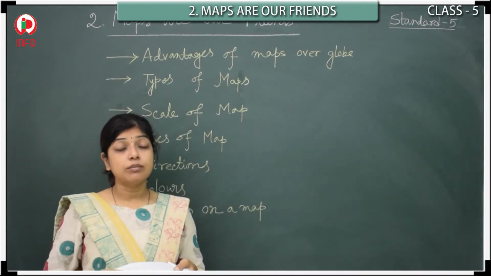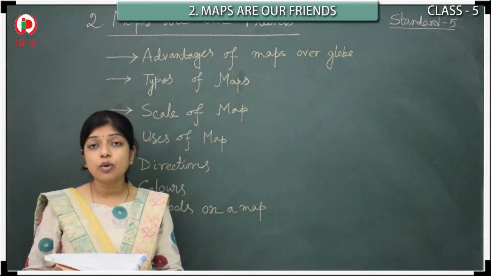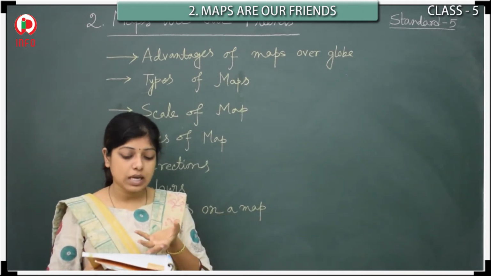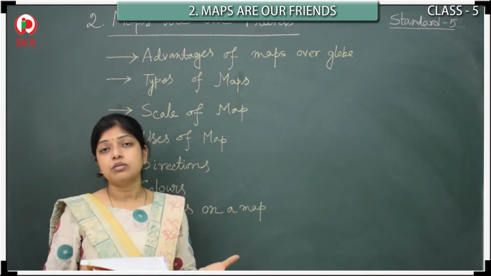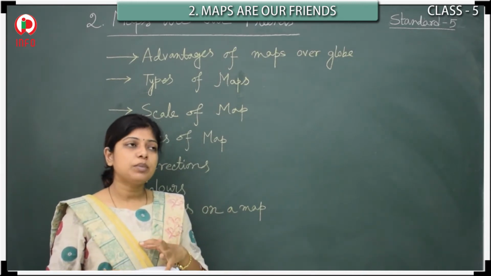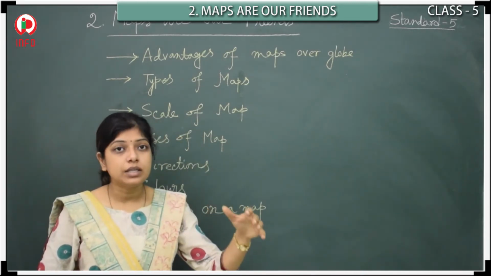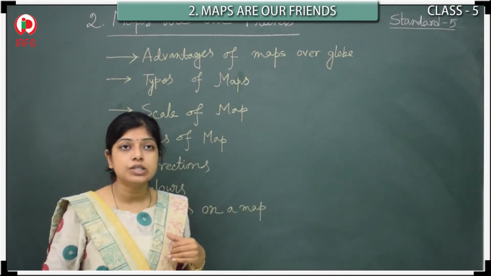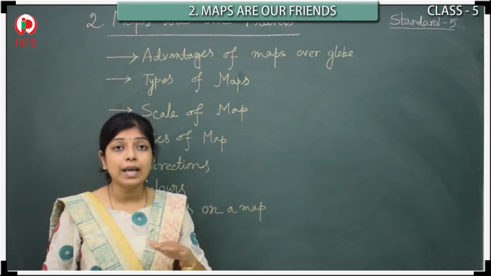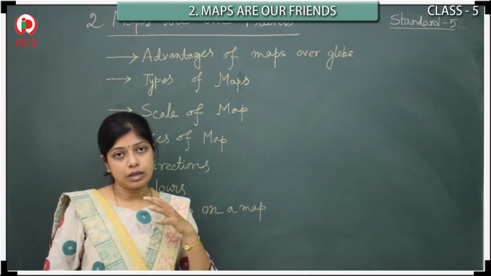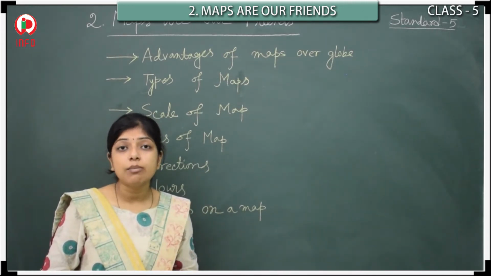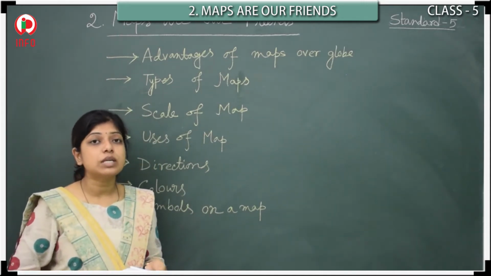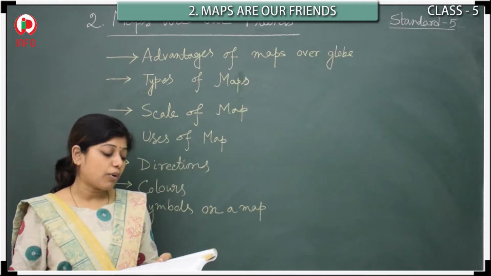And one more thing, with the help of the map you can understand the different landform types and the forest cover also. Landform types means which portion is the hilly region, which portion is the coastal region, which portion is the plain. So all these you are able to understand with the help of the map only. So these are the different uses of the map, very important.